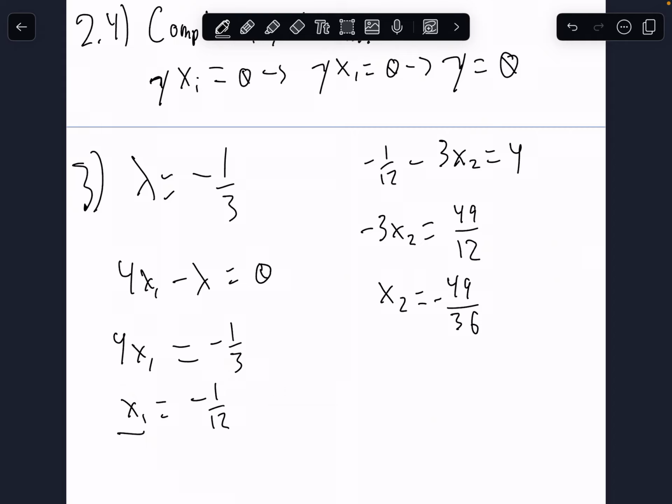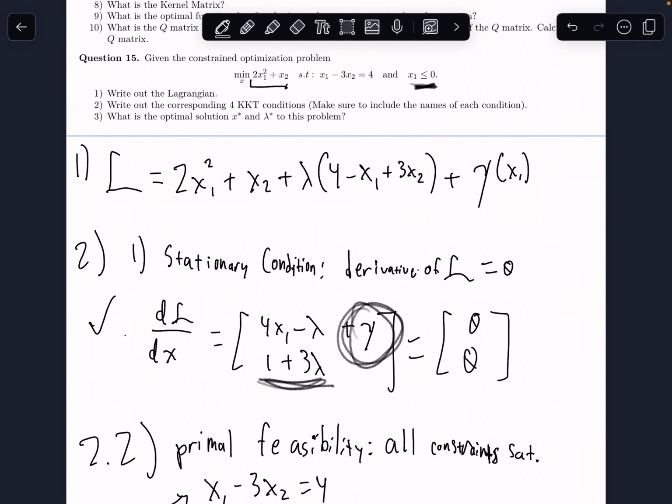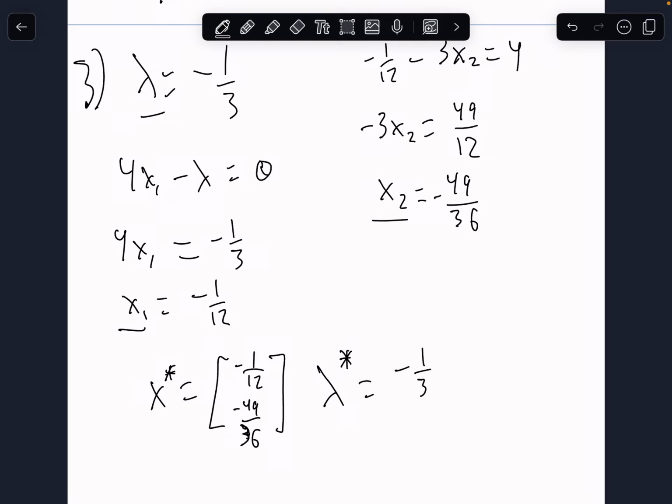So we know x1, we know x2, and we know lambda. Let's just verify that all of these KKT clauses are true. That's true, because if gamma is 0, then it's always going to be equal to 0. So it's not negative. This is already true. We did that earlier. And all of these are true. So all of our KKT conditions are true. And we have our answers to our problem, where x star equals negative 1 over 12, negative 49 over 36, and lambda star equals negative 1 over 3.